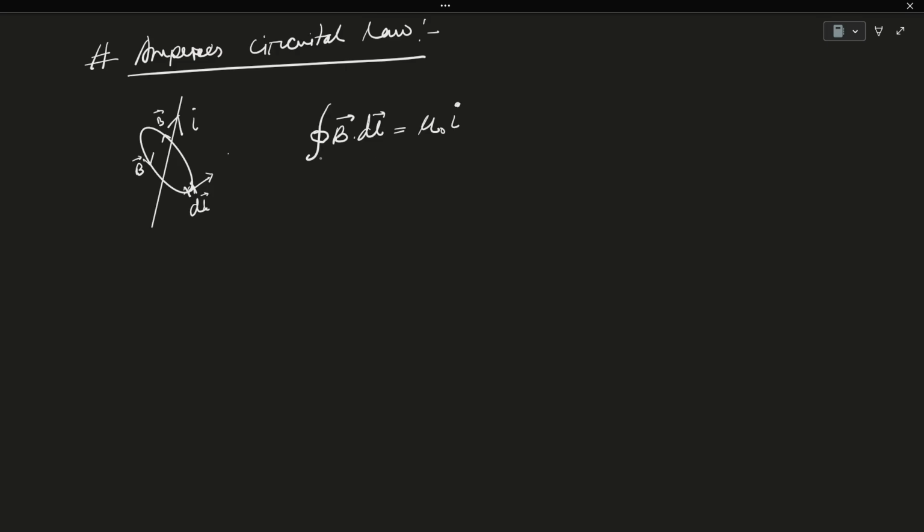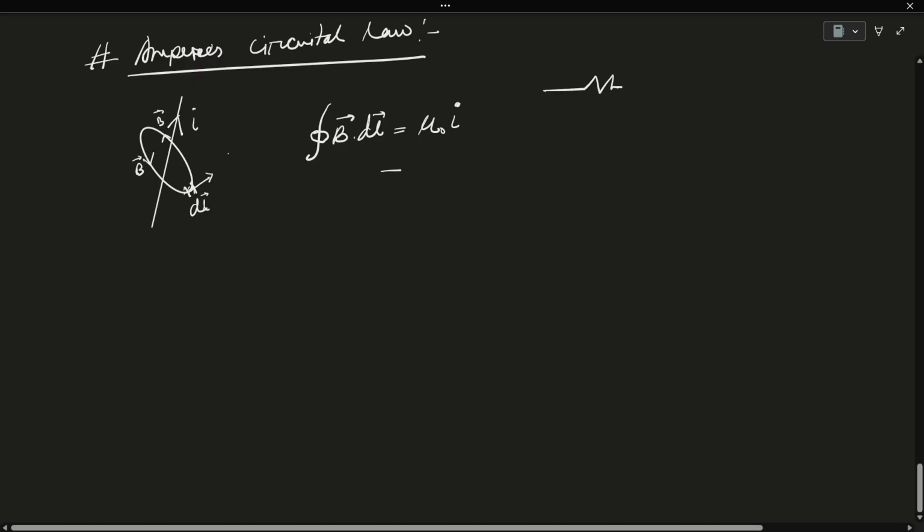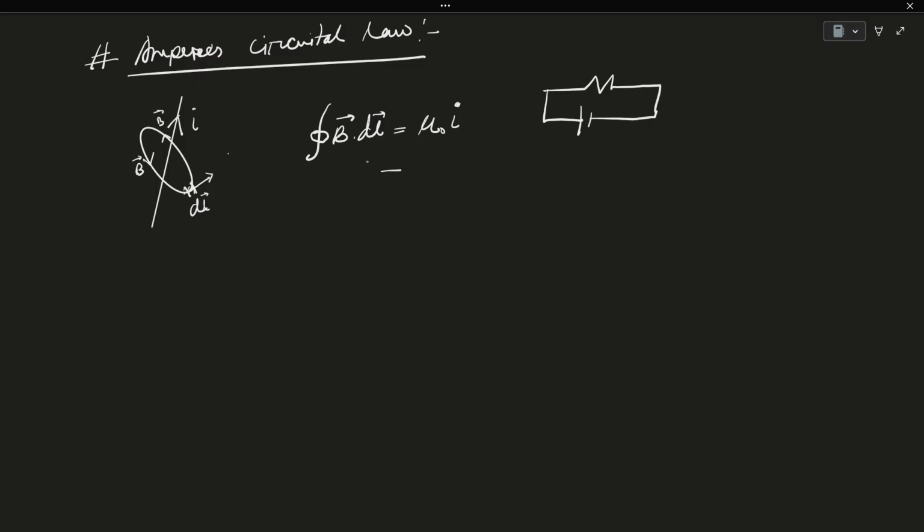So there is actually some problem with this equation. Maxwell found out that if this is a resistive circuit, with no capacitor, let's say there is a resistance and a battery, then the circuit is closed. So we can always write that this is a conduction current I.